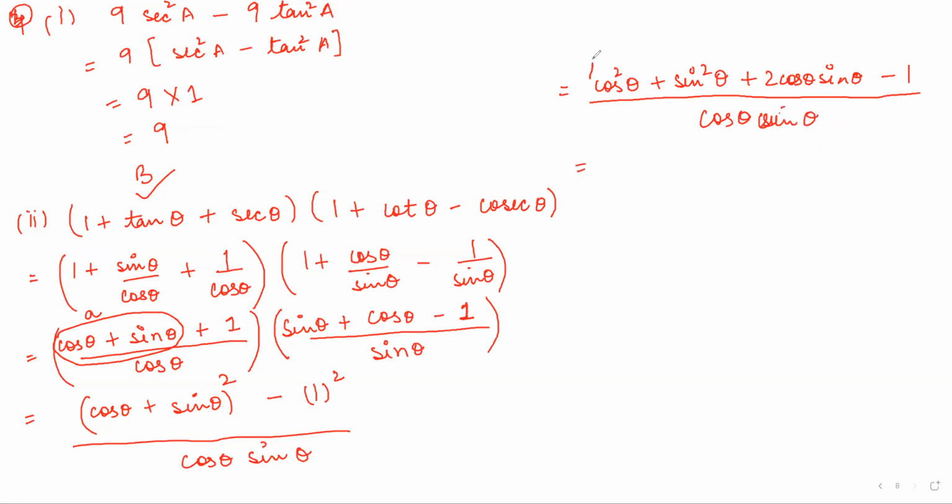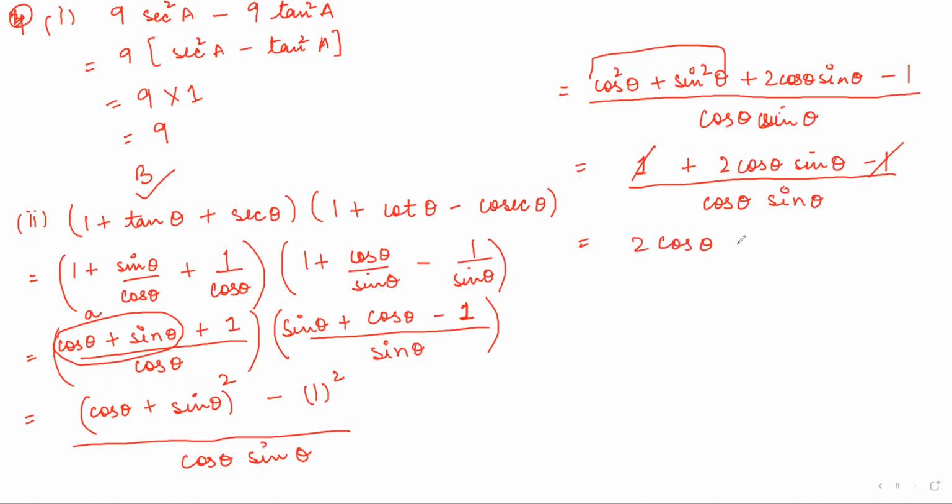Now you take this cos square theta plus sine square theta, that becomes 1 from the identity, plus 2 cos theta into sine theta and minus 1 and divided by cos theta into sine theta. Now this 1 minus 1, 0 in the numerator, 1 cancels out. So only 2 cos theta sine theta divided by cos theta sine theta. Now this cos theta sine theta will cancel out each other and the answer is 2. So the correct option is C.